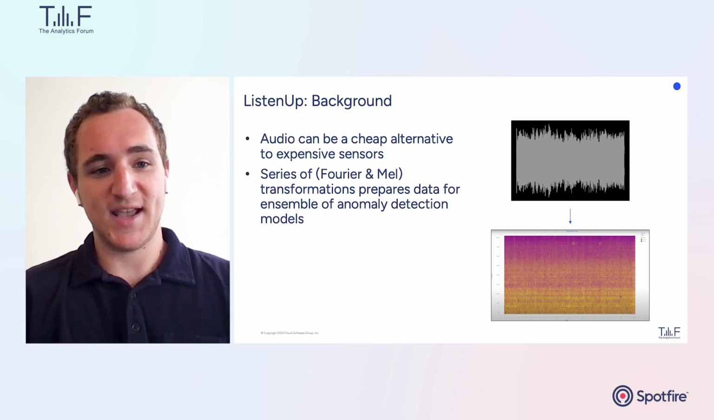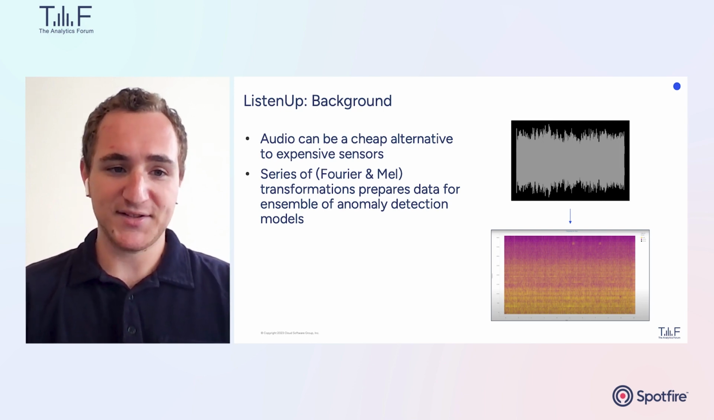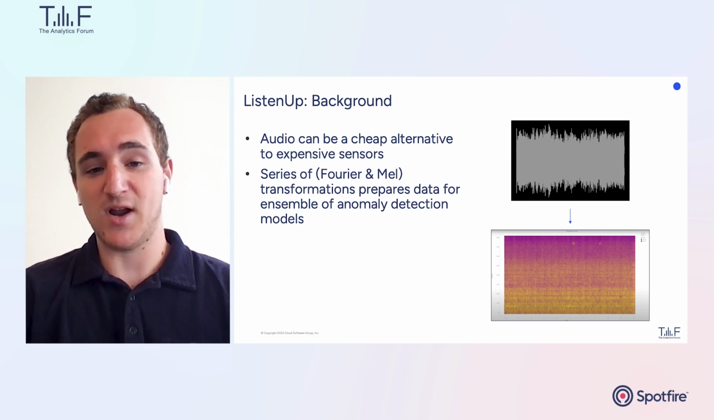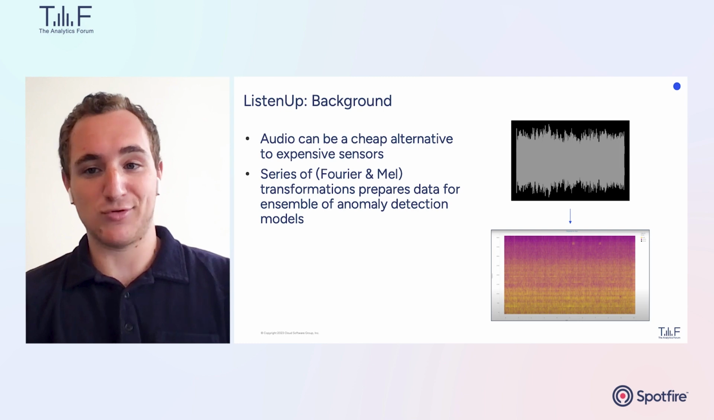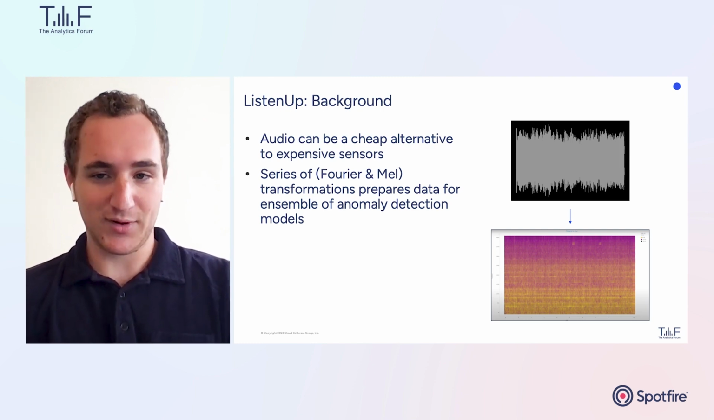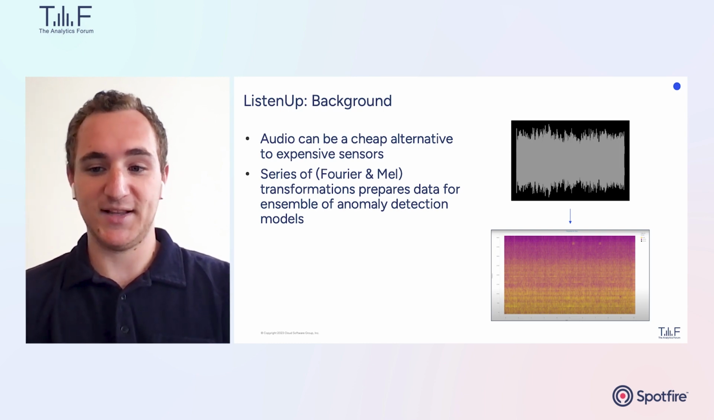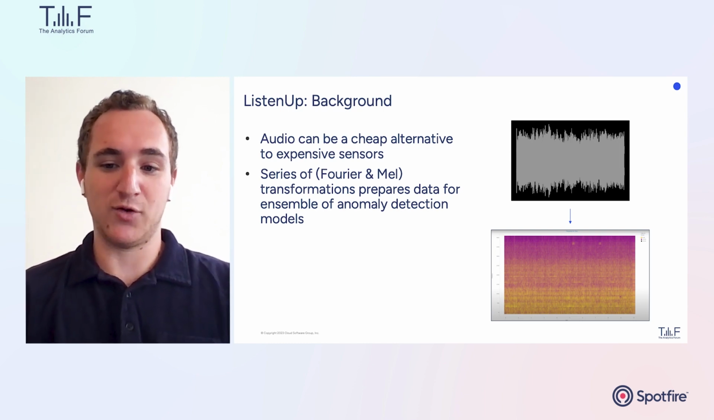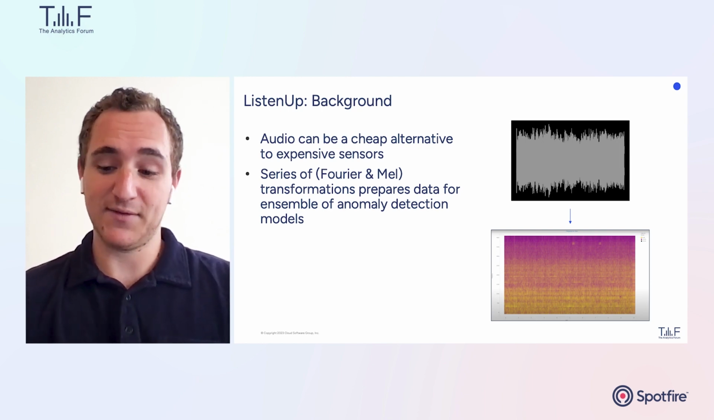Our solution contains a series of Fourier and MEL transformations that prepares the data for an ensemble of anomaly detection models. Essentially what we had before is on the top right. This is what the raw wave audio file looks like, and we're not really able to make out much, but through our transformations, we're able to convert it into this spectrogram, which we can represent as an image. And it's much easier to pick up when something is different from another.